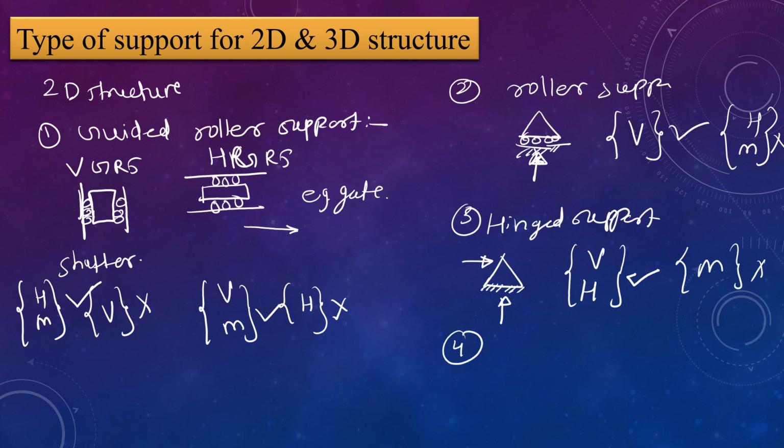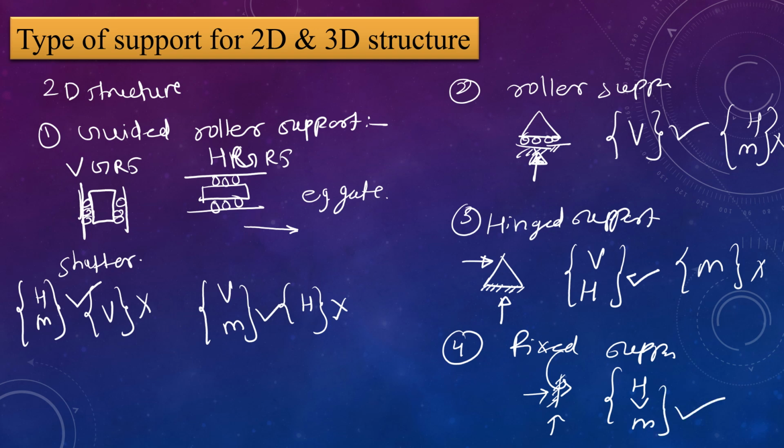Then fourth, fixed support. This is how we represent the fixed support: horizontal, vertical and movement. All three values are present, which means this fixed support is restricted in all three directions, that is, both directions and movement are restricted in the case of a fixed support. So these are the values for a 2D structure. Then we'll see a 3D structure.